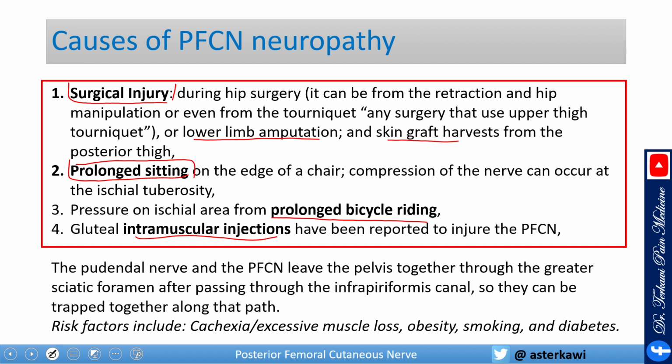Also notice that the posterior femoral cutaneous nerve, along with the pudendal nerve, goes together through the greater sciatic foramen after passing through the infrapiriformis canal. So they can be trapped together along this path, and the patient can present with both symptoms. Risk factors: cachectic patients, people with muscle wasting, and also obesity, smoking, and diabetes.